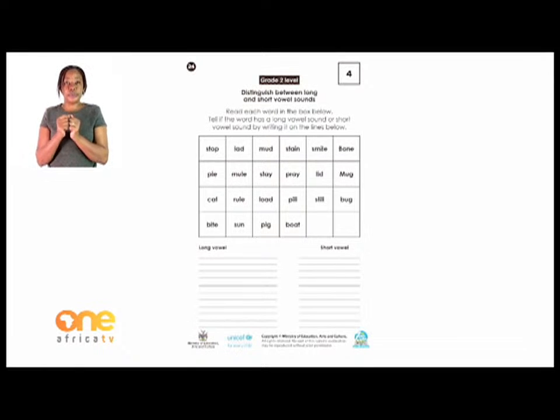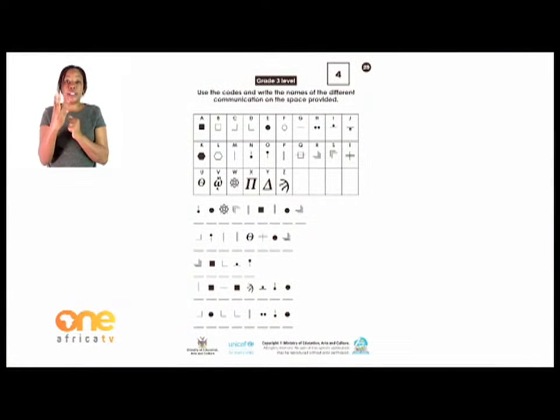Let me now take the grade 3s with me over to page 25. Grade 3s, come with me. Yours is a bit challenging now. You have to use your brains and you have to check. But it's not complicated. Just enjoy it.